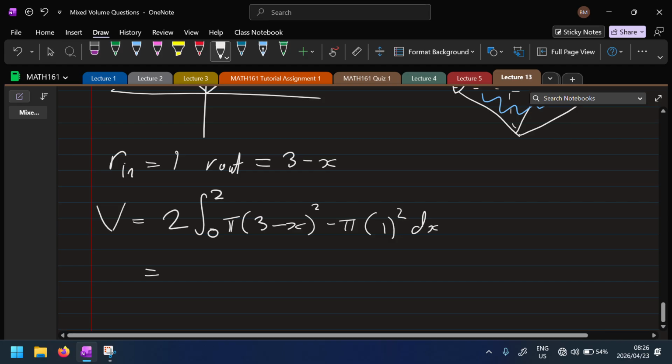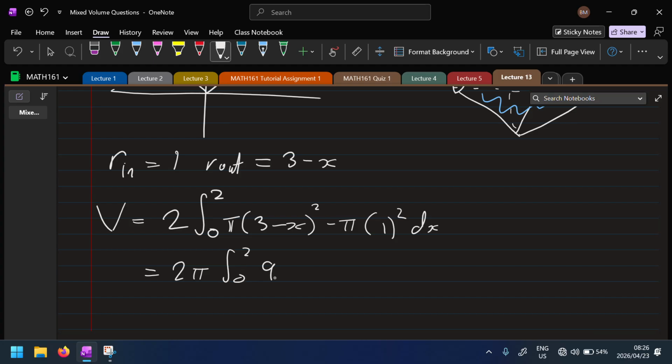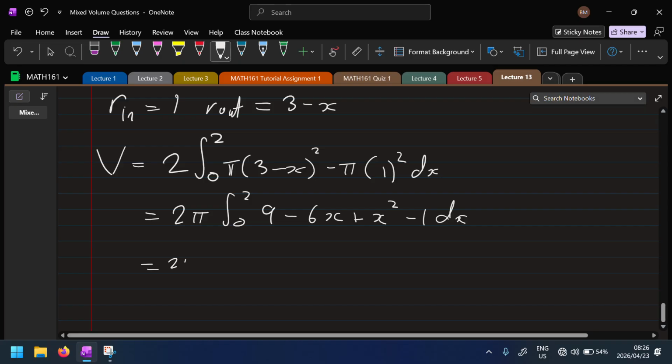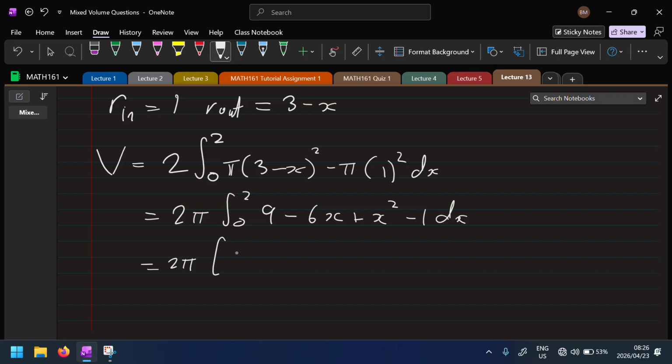Okay, so pi is a constant, we can take that out. Expanding this, easy enough to do, so we get 2 pi. 9 minus 1 will be 8, so we have 8x.